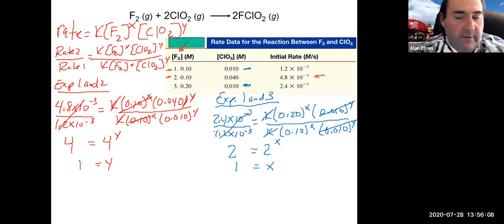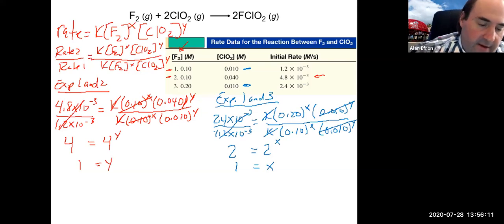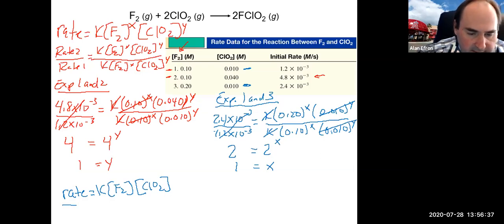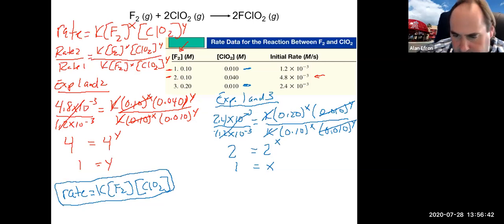So by doing this, we have now mathematically figured out the orders of this reaction based on the information given to us, and we can now write the completed rate law. The completed rate law would look like: rate equals K times [F2]. And just like anything else, you don't have to put the 1 there. It's implied. And you can put [ClO2] also to the first, but you don't technically have to put it there. This would be the completed rate law with the proper orders.